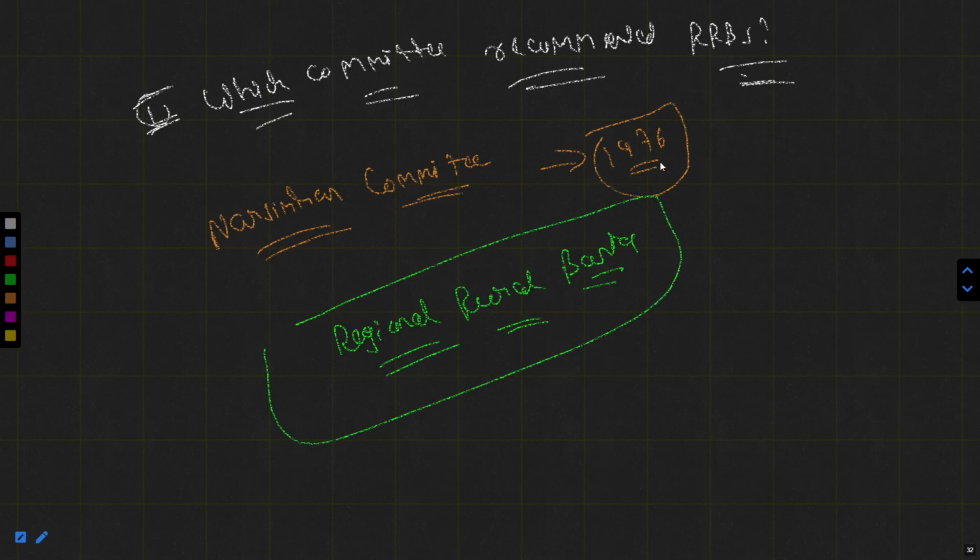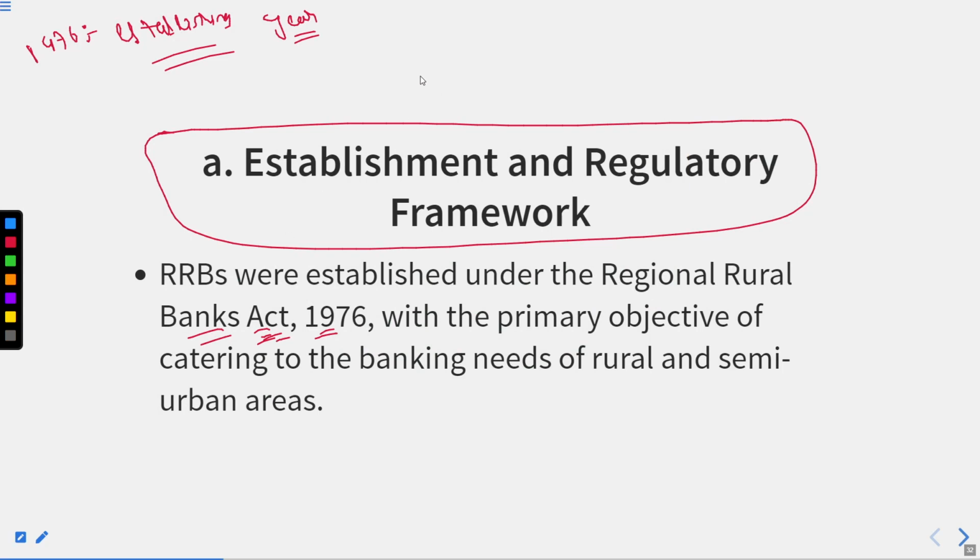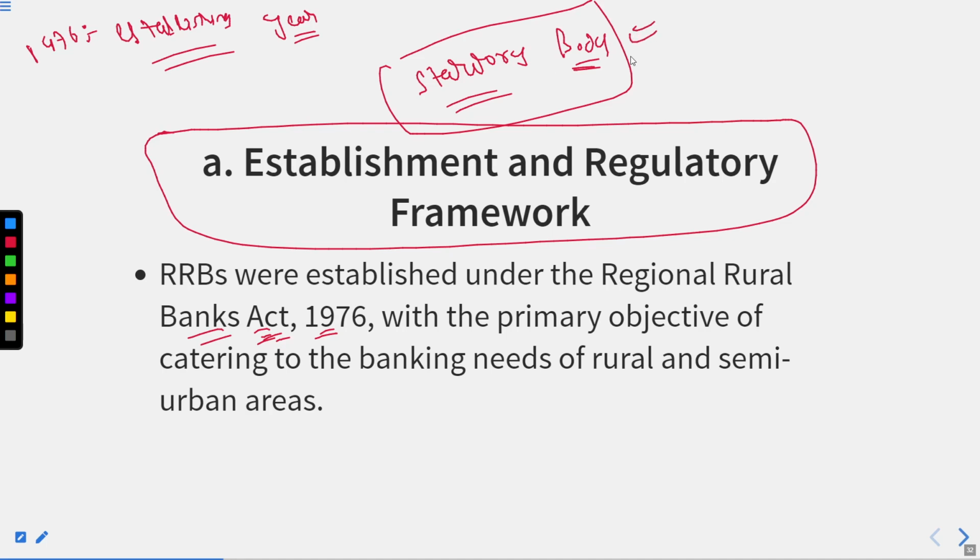Got it? So the first thing you should remember is the establishment year. Second thing you should remember: which committee recommended the formation? The Narasimhan Committee recommended the formation. And the name was regional rural banks. Second thing is the Act, which means that they are a statutory body. Why? Because I have told you, whenever an act for something has been passed and thereafter the thing is established, the thing will always be a statutory body, with the primary objective of meeting the banking needs of rural and semi-urban areas.